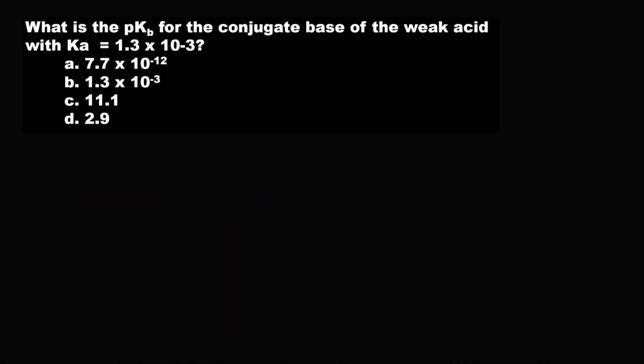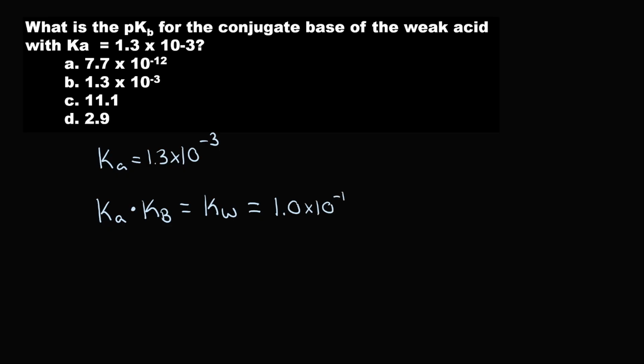For this next problem, what is the pKb for the conjugate base of the weak acid with a Ka of 1.3 times 10 to the minus third? And this will be an exponent here as well within the problem. So we know our Ka is 1.3 times 10 to the minus third. And what we need to know within a specific equation for finding Ka and Kb is that Ka and Kb will relate, where Ka times Kb will be equal to Kw. And this is the autoionization constant for dissociation of water, which has a specific constant of 1.0 times 10 to the minus 14.